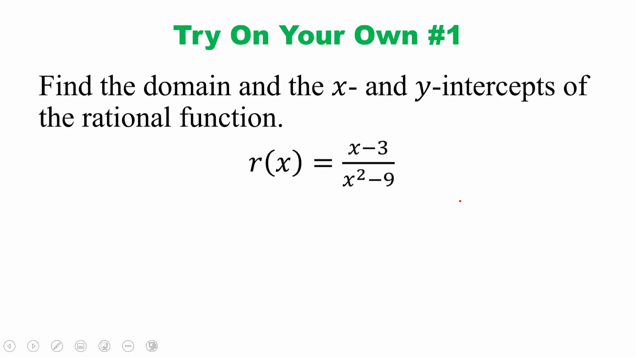The try on your own for this first lesson is to find the domain and the x and y intercepts of the rational function r of x equals (x minus 3) over (x squared minus 9).